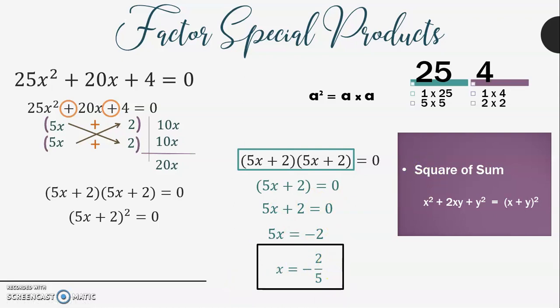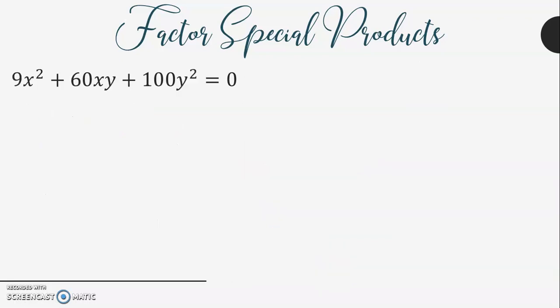Well, let's do one more exercise. Okay, I have this exercise that tells me 9x squared plus 60xy plus 100y raised to the second power equals 0. As you can see in this exercise, I have two variables. I have x and I have y. So this means this exercise has a little variation on it.